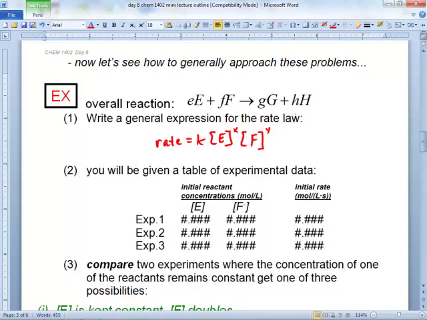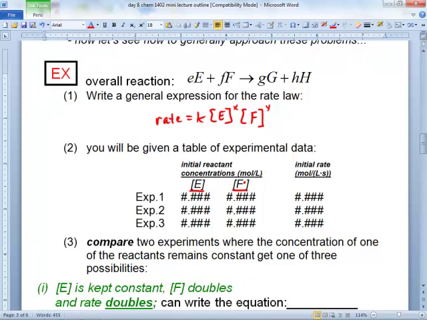Now notice the table has concentrations of each reactant. I don't know what that negative's doing there, right? Concentrations of the E and F. And then it gives you the rate of that reaction in that experiment. So they know what the concentration of E is, they know what the concentration of F is, and then they measured its rate. So it's just a table of a bunch of numbers.